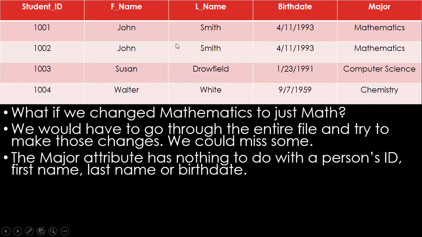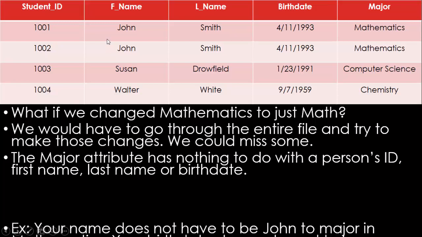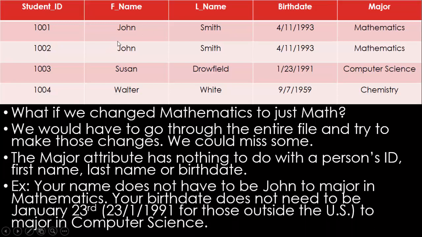The major attribute, also a separate problem, has nothing to do with a person's ID, nothing to do with their first name, nothing to do with their last name, nothing to do with the birth date. First name, last name, birth date. These attributes depend on or tie to the student ID. They all tie to a unique identifier. Now, your name does not have to be John in order for you to major in mathematics. Your birth date doesn't need to be January 23rd, 1991 to major in computer science. These majors have nothing to do with these other attributes.